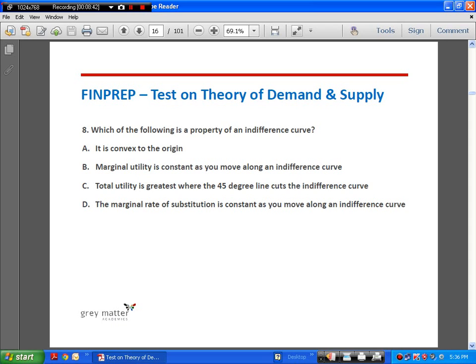So options B and D are the wrong answers because the marginal utility or the marginal rate of substitution are not constant along the same indifference curve. You have a diminishing marginal rate of substitution as you move along the indifference curve, and the utility is not greatest at the 45-degree line. Therefore, the right answer is indifference curves are always convex to the origin, and that is option A.